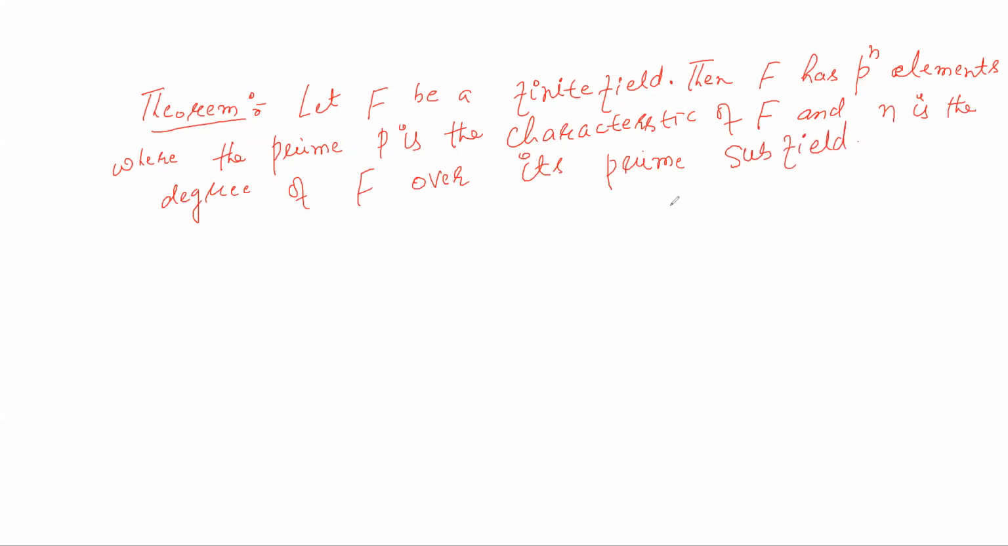We know that the prime subfield of a field of characteristic p is isomorphic to Fp, which is Zp. This we shall use in the proof. Okay, so finite fields have cardinality exactly p raised to power n, where p is the characteristic of F and n is the dimension of F over Fp. So let us see the proof. The proof just follows from the previous lemma.